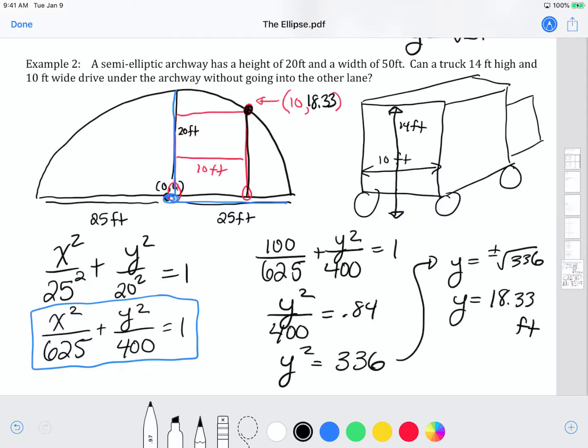which means if the truck is 14 feet, then it's going to be able to fit under the arch, which is 18 feet. So it is not going to have to shift over into the other lane to give it more height. We're going to be able to pass through without going into the other lane.